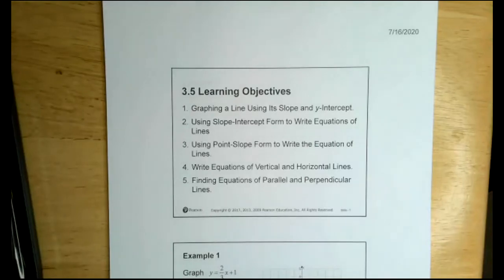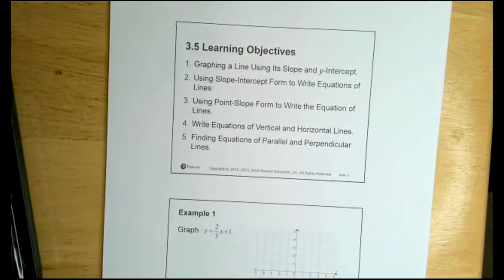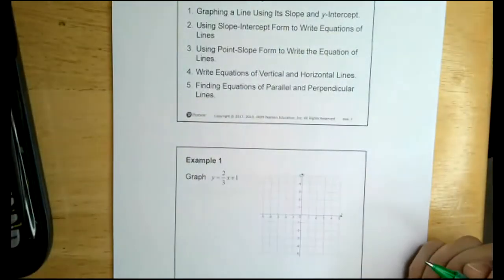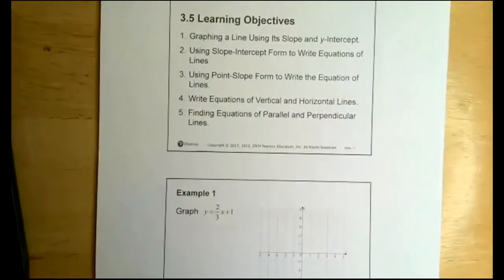Okay, so you know how to plot points, you know how to find the slope, you know how to find the x and y intercepts, and you know perpendicular and parallel lines, right? So today we are going to practice these skills you have. All right, graph y equals 2 over 3x plus 1.